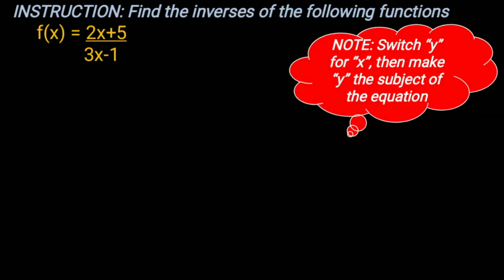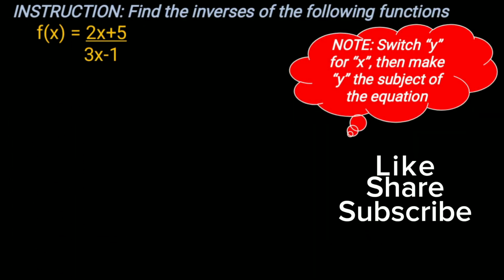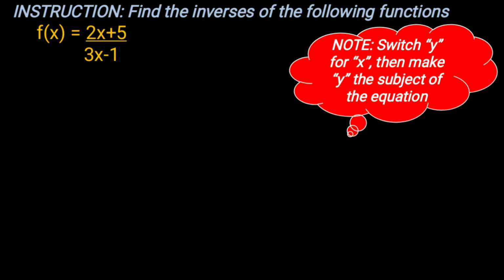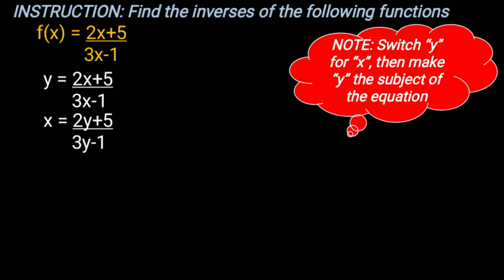In this question, we are given f of x equal to 2x plus 5, everything over 3x minus 1. So the first thing you want to do is to write f of x as y. So this becomes y equal to 2x plus 5, everything over 3x minus 1. And then we need to bring in the concept of finding the inverse of a function itself, which is switching y for x and then looking for a way of making y the subject of the equation. So we've got to switch y for x here. So x becomes 2y plus 5, everything over 3y minus 1.